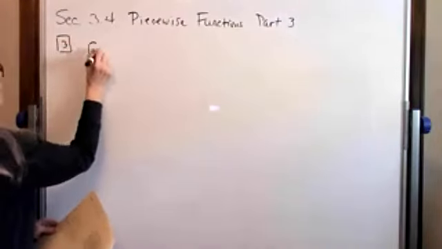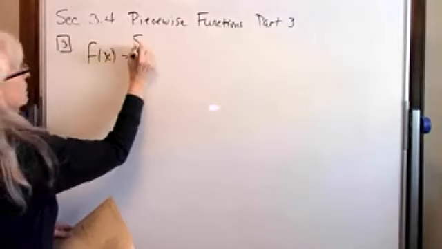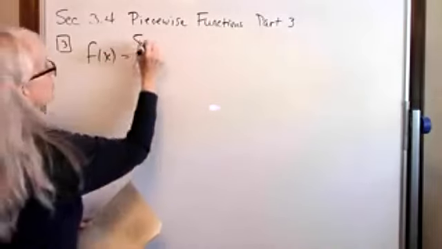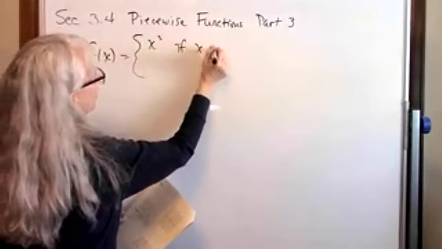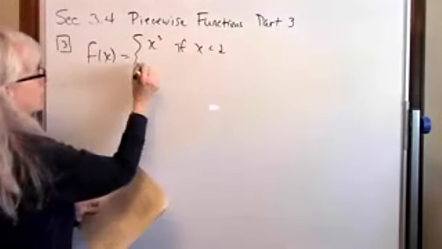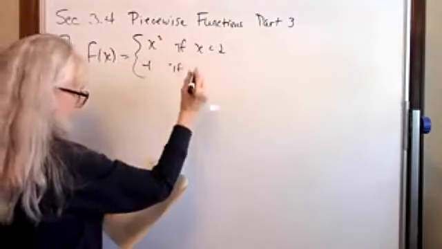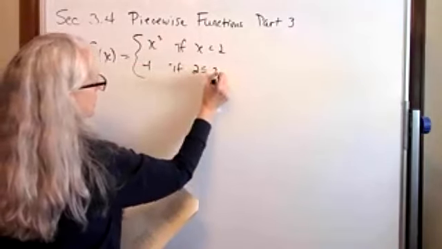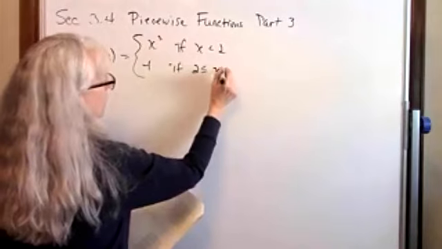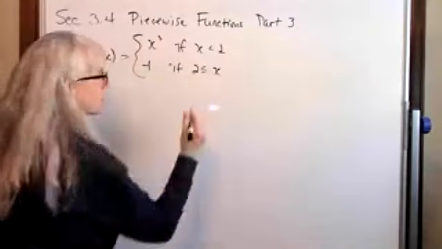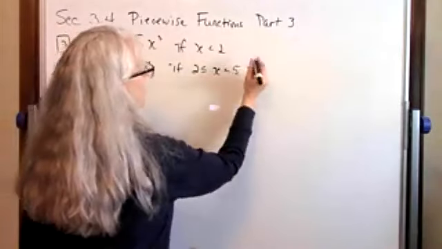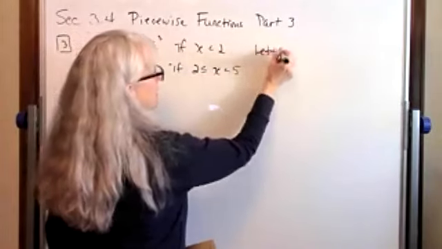This time our piecewise function f of x is equal to, we still have 2 pieces. We have x cubed, and that's if x is less than 2, and we have a -1, and that is if 2 is less than or equal to x is less than 5. Oops, it's less than 5. Okay, so when we look at this one, again, we notice we have a left side and we have a right side.